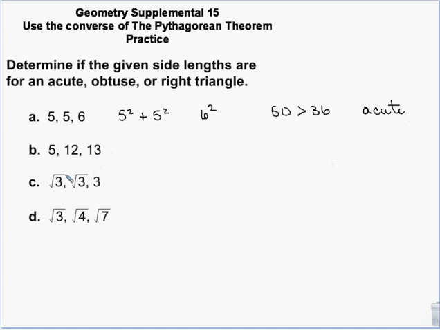Okay. And then I'm going to skip to C. So I have the square root of 3's, and I have 3's. Well, the square root of 3 is obviously going to be smaller than 3 itself. Make sense? So square root of 3 squared plus the square root of 3 squared, and then 3 squared. So this is 3 plus 3, which is 6, and 9. So that one's acute.